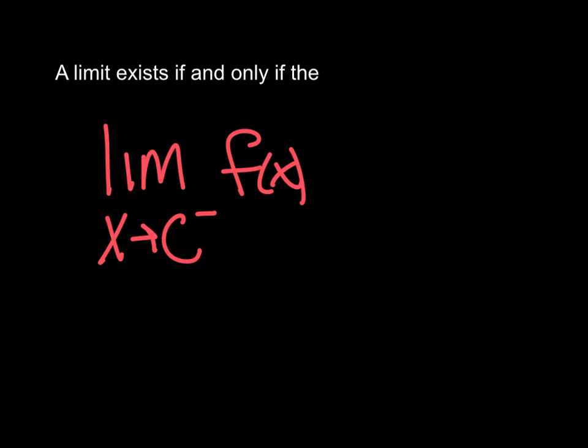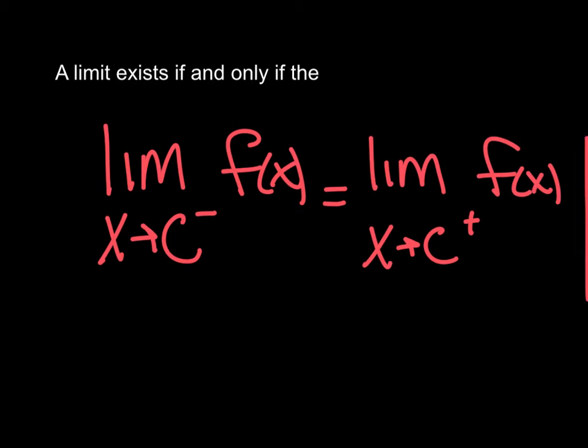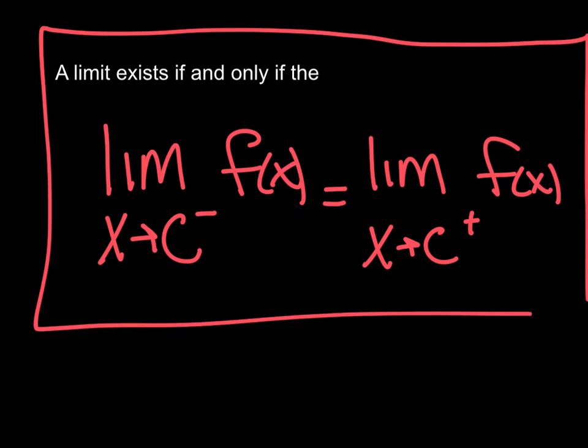So our next piece is a limit exists if and only if, and here's what we have to have jotted down perfectly. The limit as x approaches c from the left of f of x equals the limit as x approaches c from the right of f of x. Okay, so you can box this in. You can expect to see this on every quiz that we do. This is the definition, a limit exists.